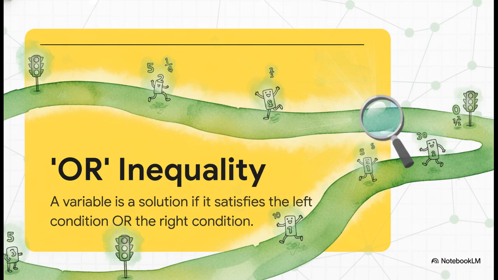Okay, so what's the official rule? Well, when you see that little word "or" sitting in the middle of a problem, think of it as a VIP pass. A number gets to be a solution if it makes the left side true or if it makes the right side true. It doesn't have to work for both. Just satisfying one of them is enough to get into the solution club.